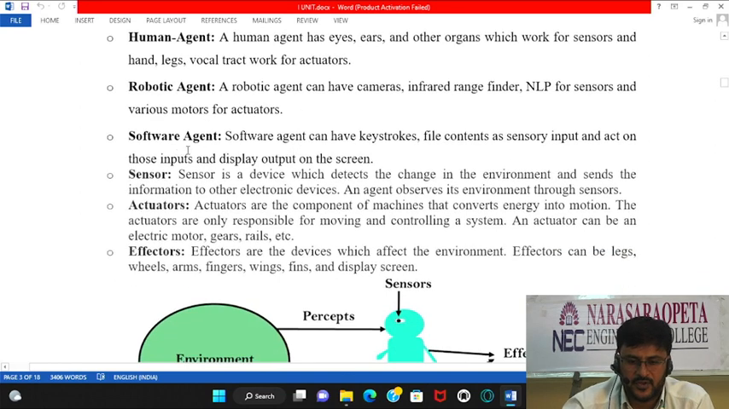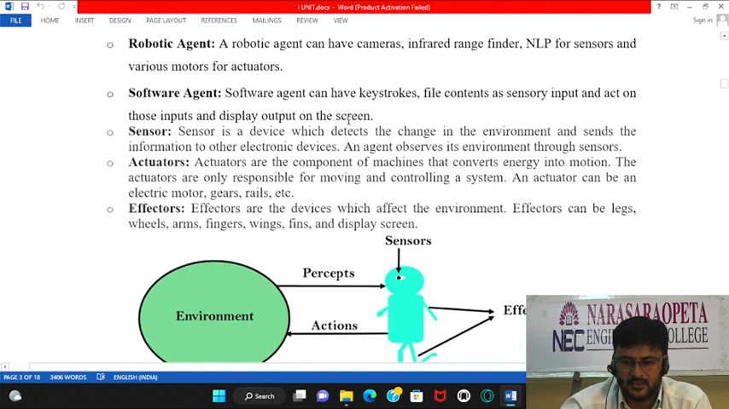Next, the software agent. The software agent can have keystrokes and file contents as sensor input, and act on those inputs and display the output on the screen.